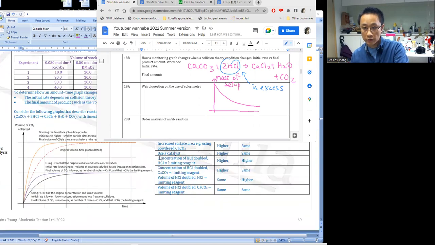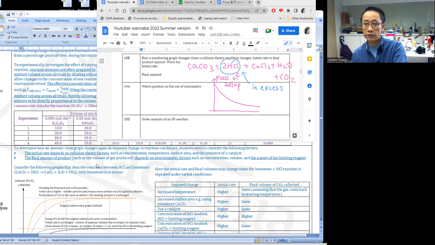The initial rate depends on collision theory factors. So increasing the concentration of HCl, the initial rate definitely increases. So you have a steeper graph at first. So it can be like this. It's also possible that you end up losing more mass. And that is when you have to consider stoichiometry, mole ratios.